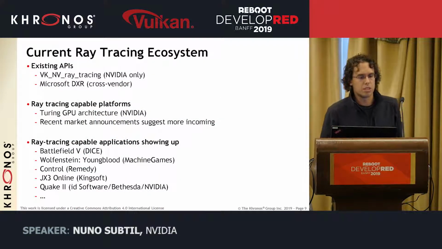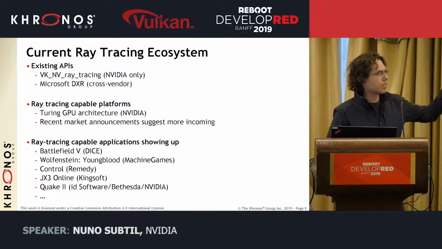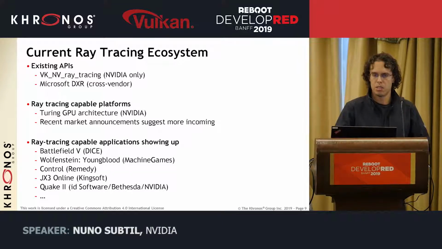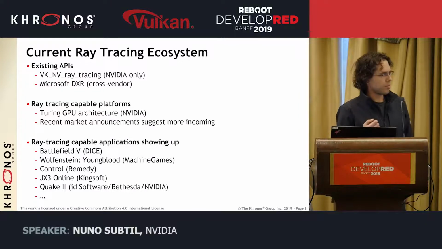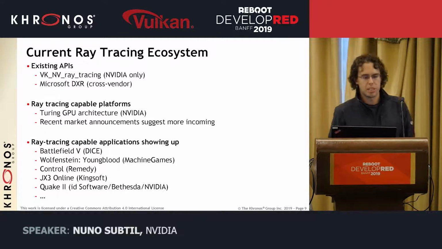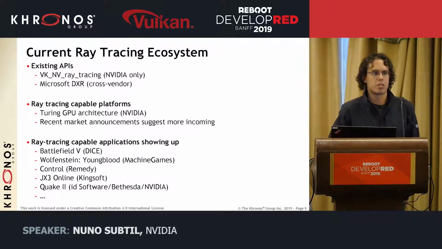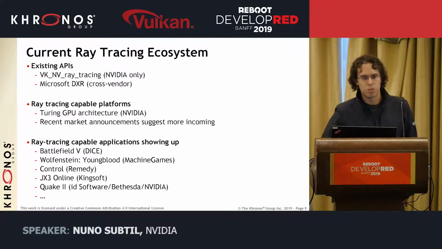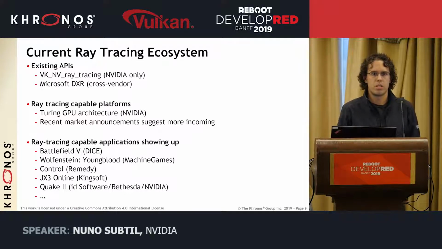A quick overview of the current ray tracing ecosystem. I mentioned there's the NVIDIA extension for Vulkan that's shipping. Currently, only NVIDIA implements it. There's also Microsoft's DXR, which is their extension or API for ray tracing on DirectX 12, which is cross-vendor. As far as ray tracing capable platforms, NVIDIA recently launched the Turing GPU architecture, which supports ray tracing acceleration in hardware. We also have support for the ray tracing APIs on older generation hardware like Pascal and Volta through a software implementation for both Vulkan and DXR.